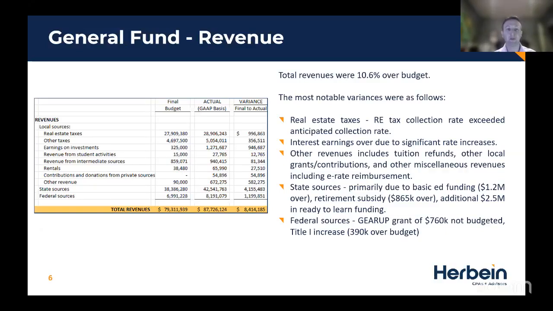Under the federal sources, that was about $1.2 million over budget. Two main components there were the Gear Up grant funding, which wasn't budgeted for, that was $760,000, as well as Title I increases.